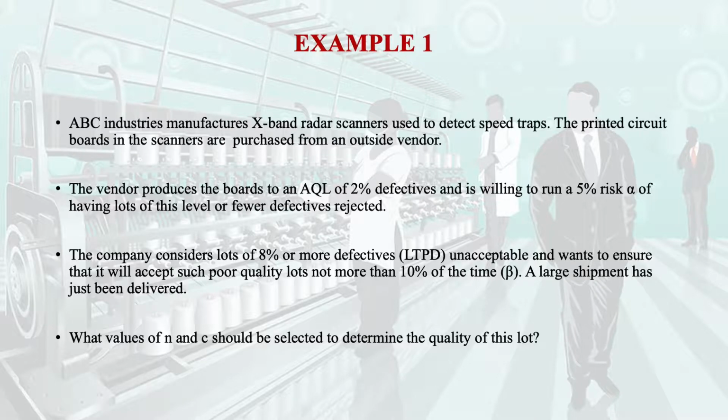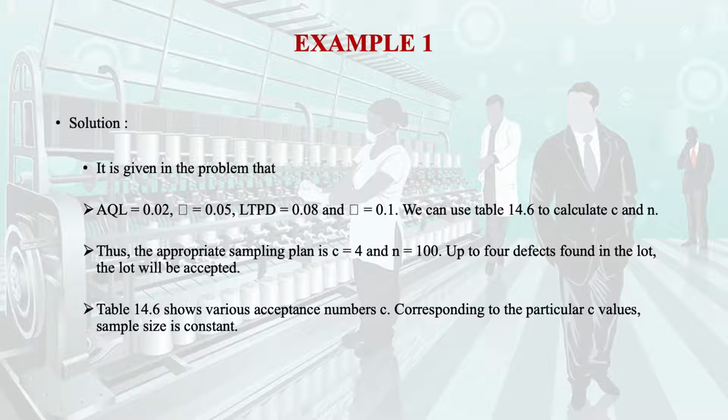Now if we recall the data, AQL is 2%, that is 0.02, and alpha is 0.05. Similarly, we can find out from the numerical. Thus, the appropriate sampling plan is c equal to 4, and n is the sample size. Up to 4 defects found in the lot will be accepted.